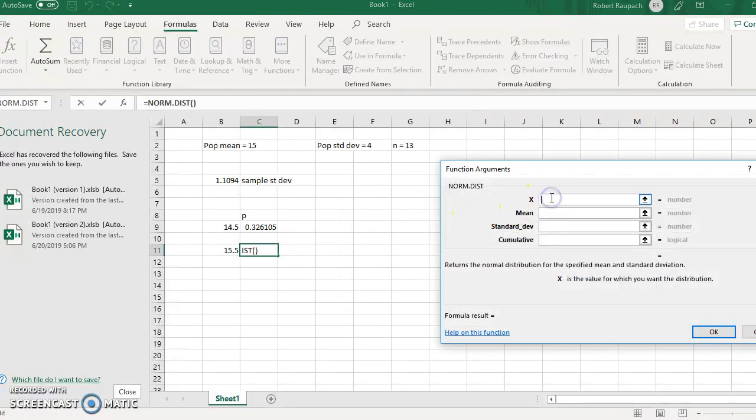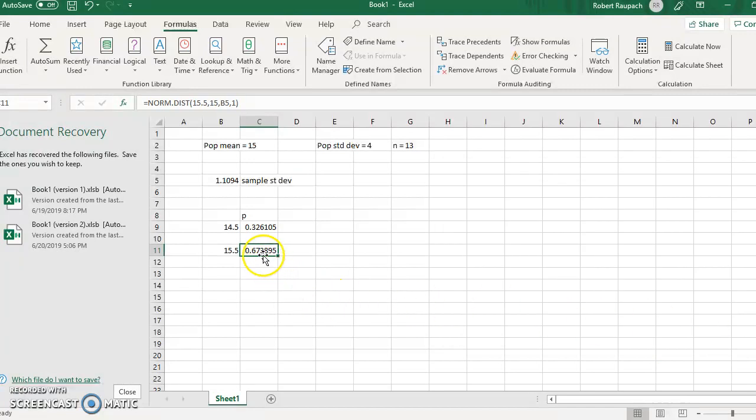And again, the X, this time it's 15.5. We're evaluating 15.5. The mean is still 15. Okay, the standard deviation, I'm going to grab it right out of here. And then your cumulative, always put 1 for the cumulative. Now, all right, so now we're going to take this number minus this number.